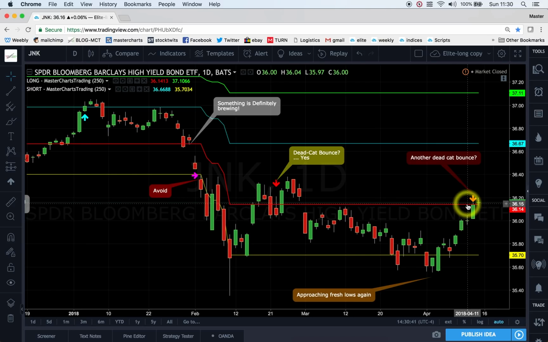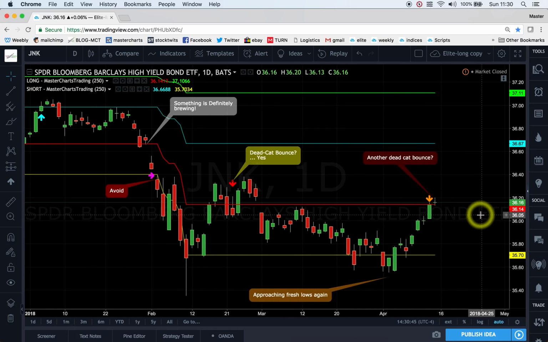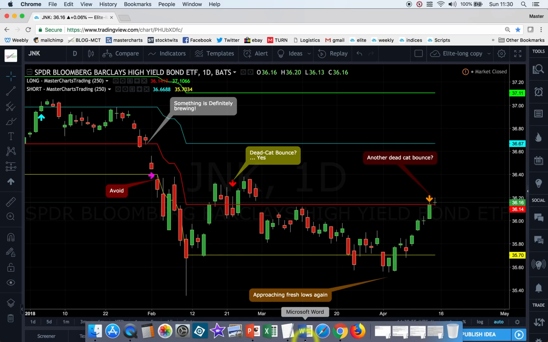In other words, this is a rally to be shorted in junk bonds. Now again, junk bonds and stocks correlate very, very highly. In other words, if junk bonds go up, then stocks go up. If junk bonds go down, stocks also usually go down.